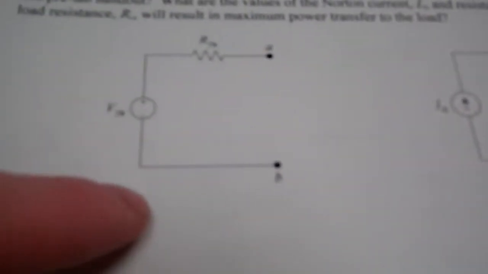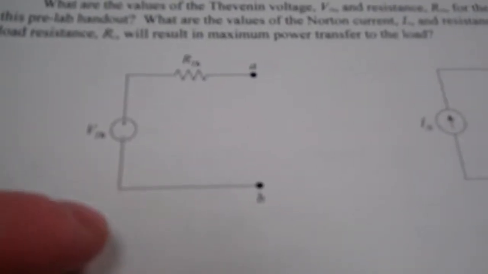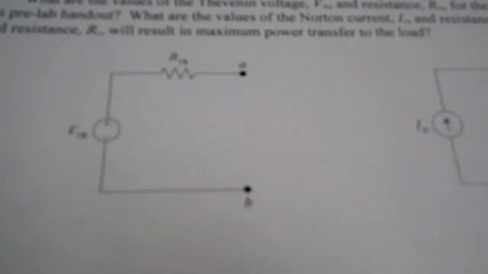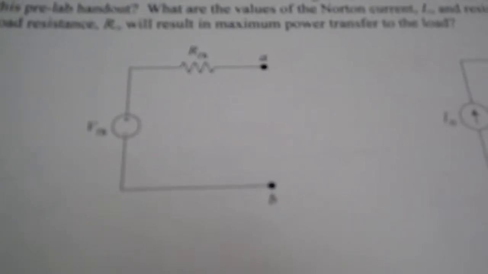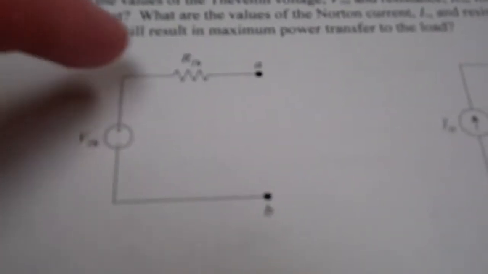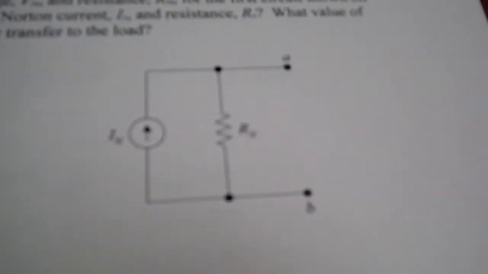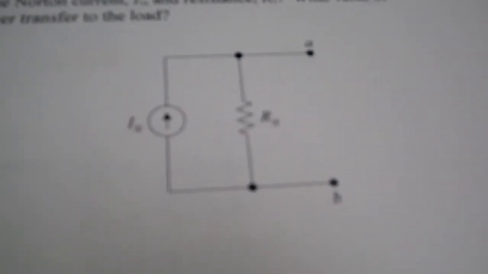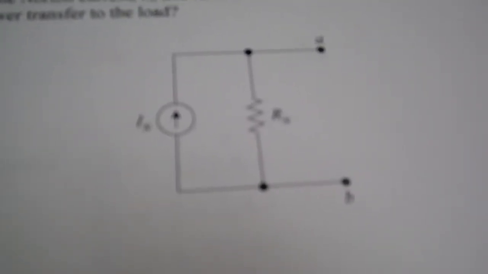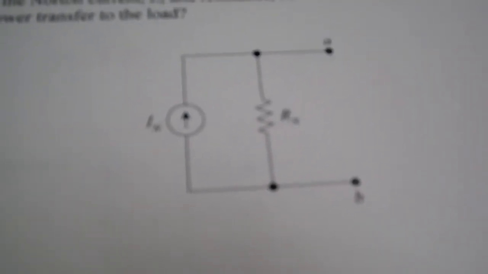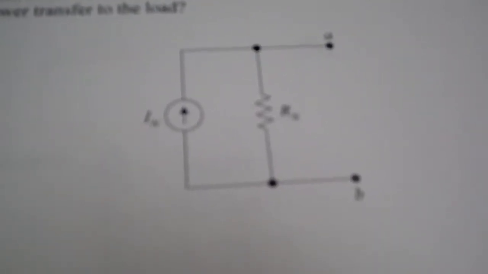So this is a Thevenin equivalent circuit where you reduce all of the resistors that are in series and parallel into one voltage source and then a resistor in series with the voltage source. And then this is a Norton equivalent circuit where you reduce all the resistors and the voltage to a current source in parallel with the resistor.